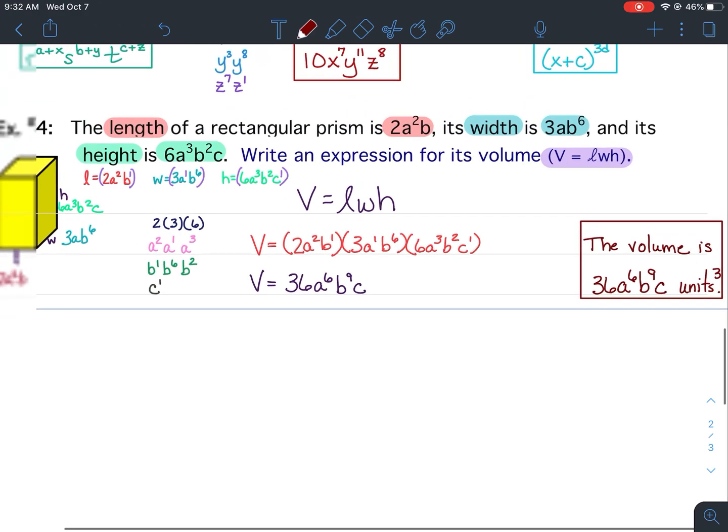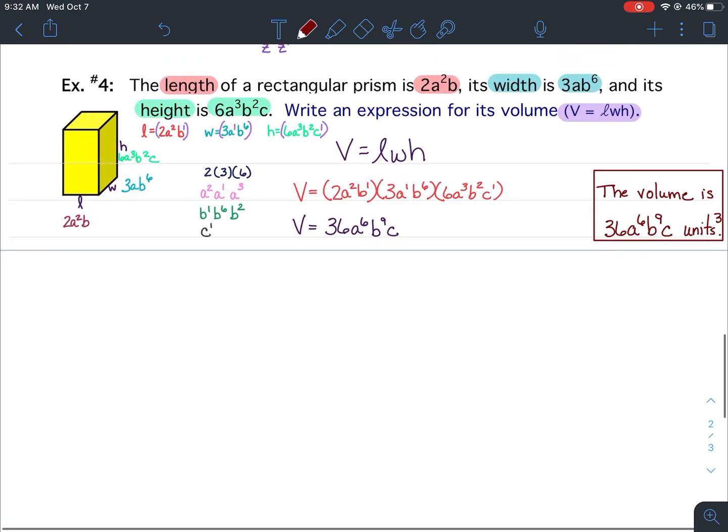All right, that is it for example number 4. And that's it for the multiplying monomials notes. If you have any questions, please do not hesitate to ask.